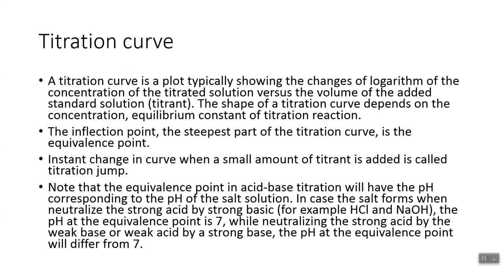Note that the equivalence point in acid-base titration will have the pH corresponding to the pH of the salt solution. In the case where a salt forms when neutralizing a strong acid by a strong base, for example when we titrate HCl and NaOH, the pH at the equivalence point is 7. While neutralizing a strong acid by a weak base or a weak acid by a strong base, the pH at the equivalence point will differ from 7.